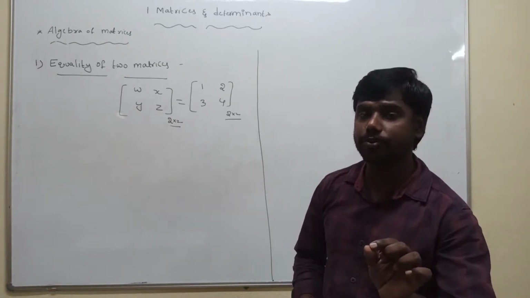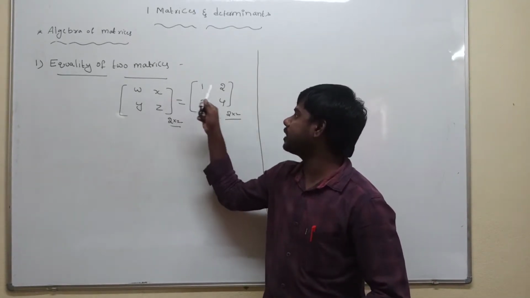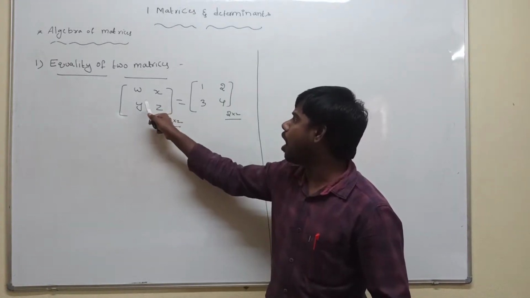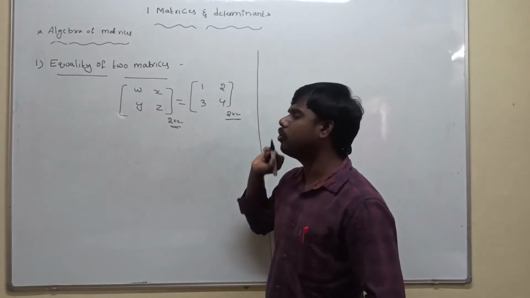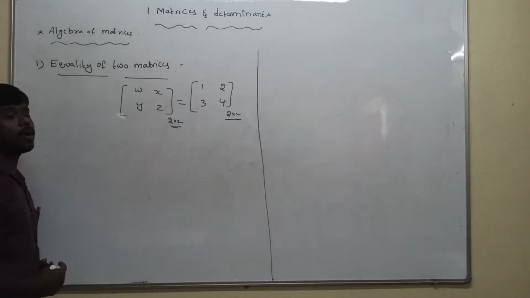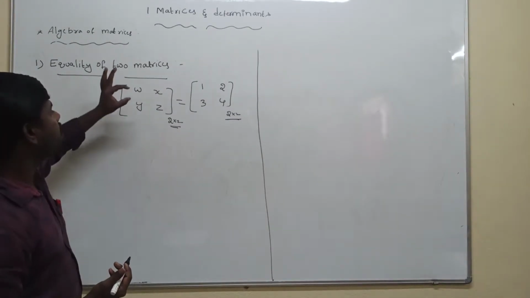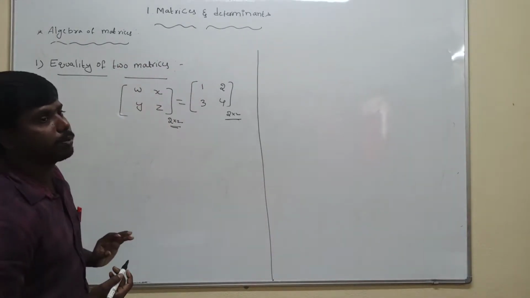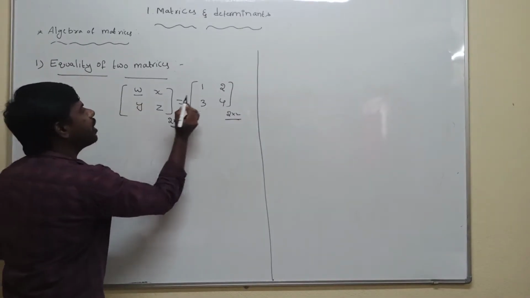What is the condition for the equality of two matrices? Two matrices are said to be equal if both matrices have the same order and corresponding elements are equal. Corresponding elements being equal means the first matrix's first position is equal to the second matrix's first position.